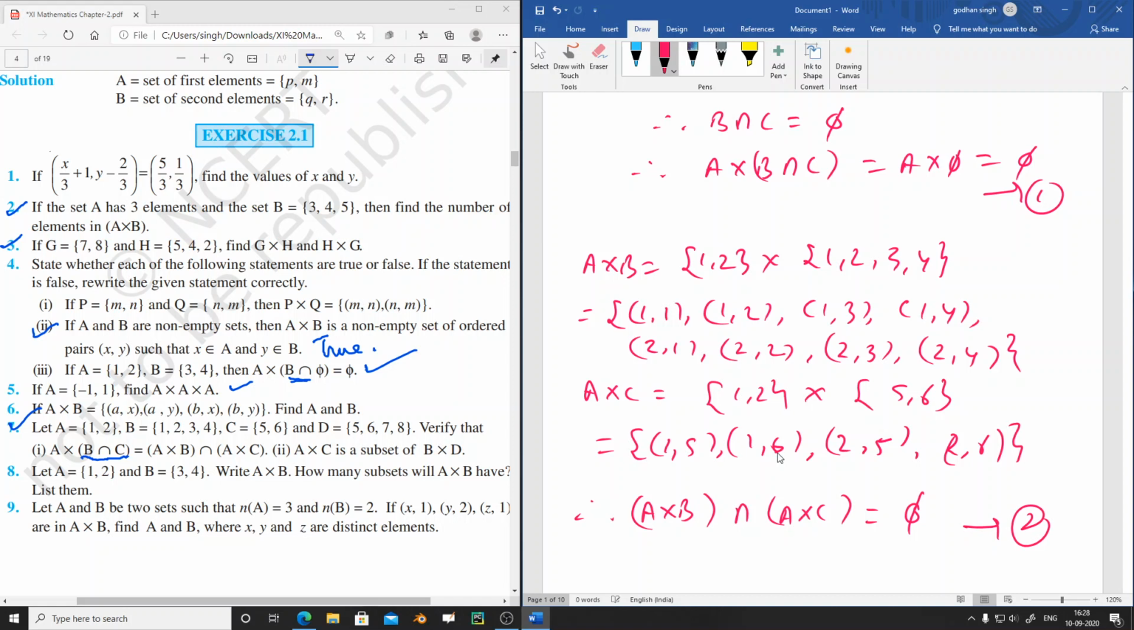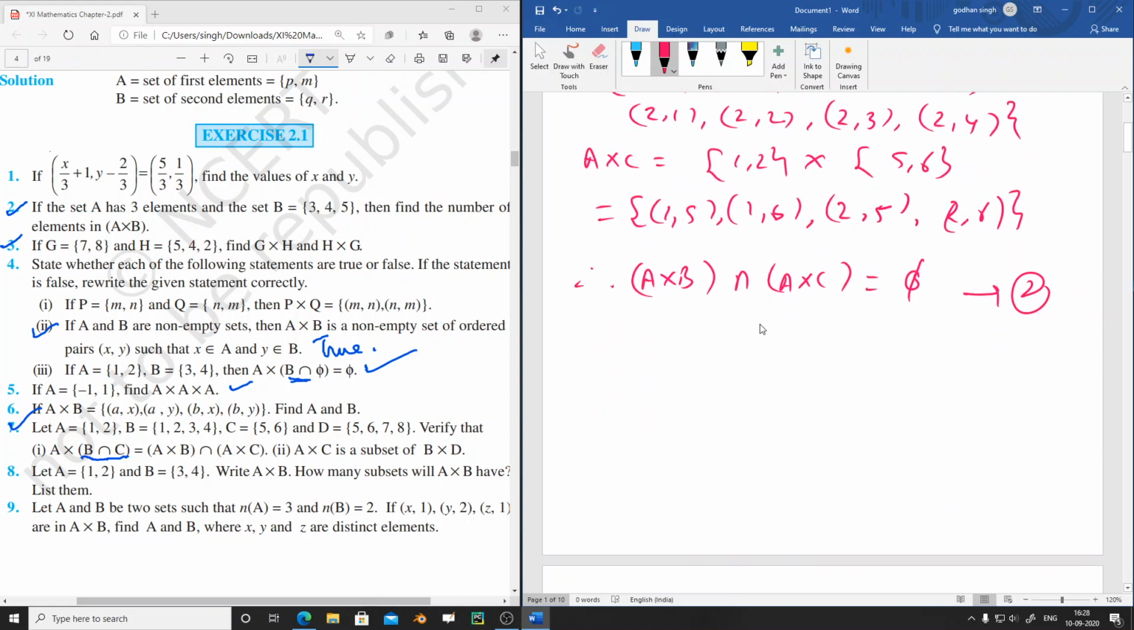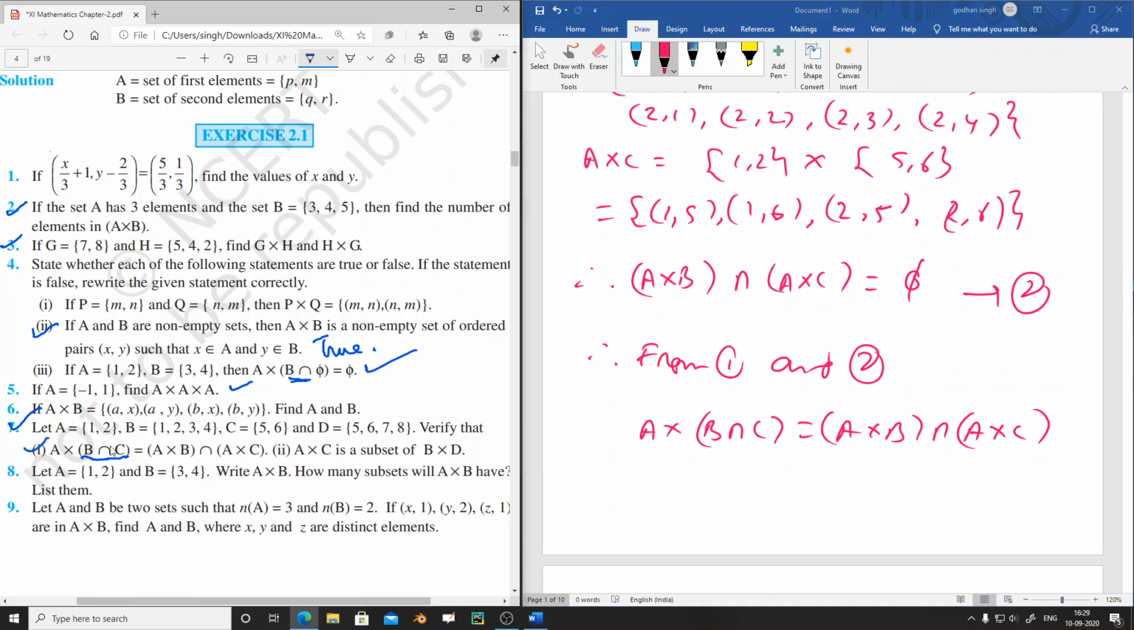Therefore from 1 and 2, what can we say? We can say that A cross (B intersection C) is equal to (A cross B) intersection (A cross C). So this is our result of the first part. Similarly, you all will be doing the second part. The second part is a very simple one. A cross C we have already obtained above. Then find B cross D and check whether A cross C is a subset of B cross D or not.